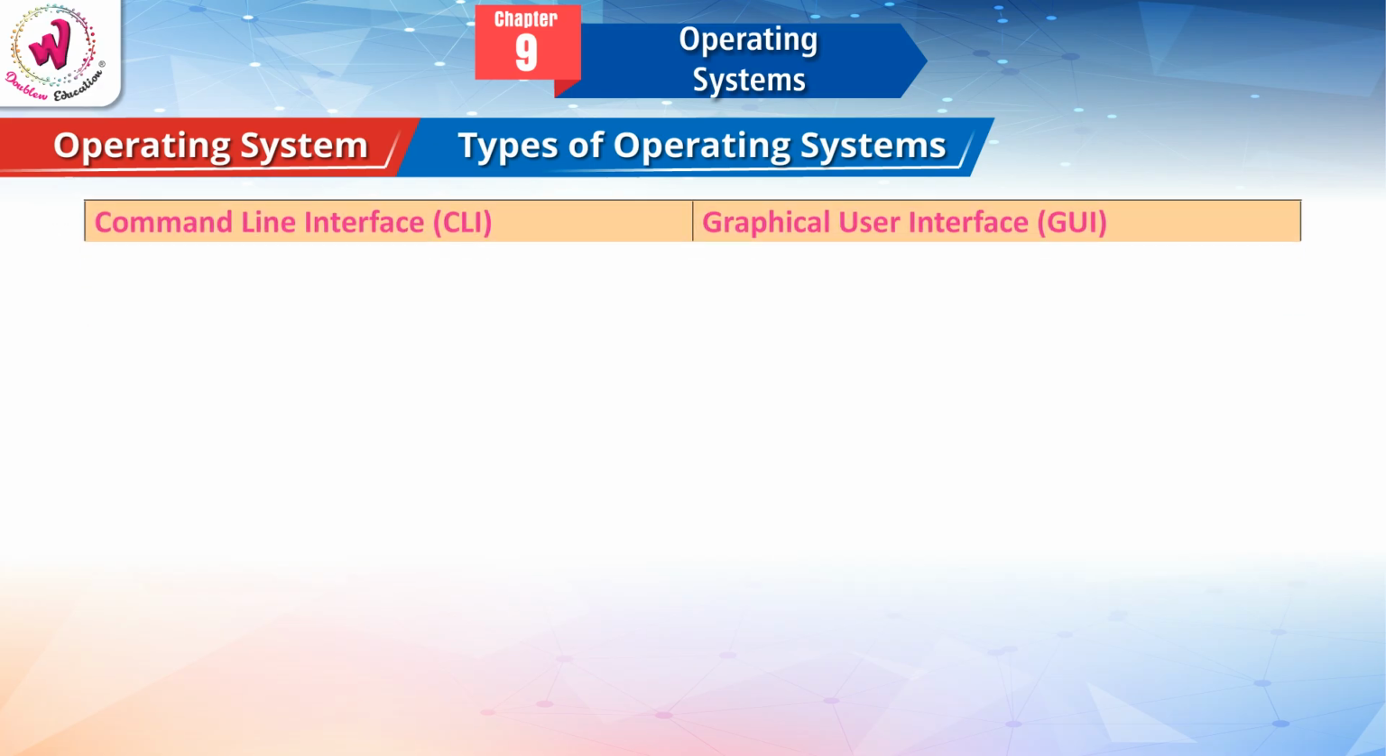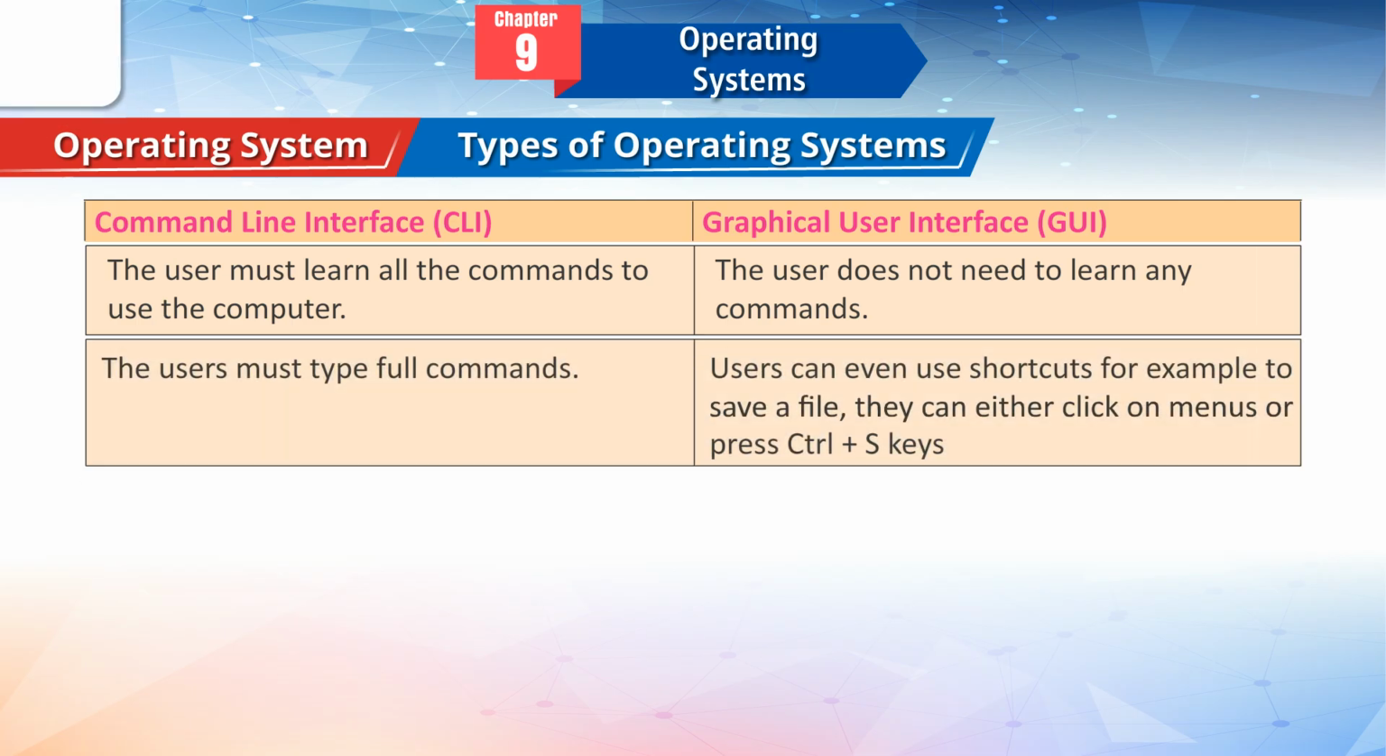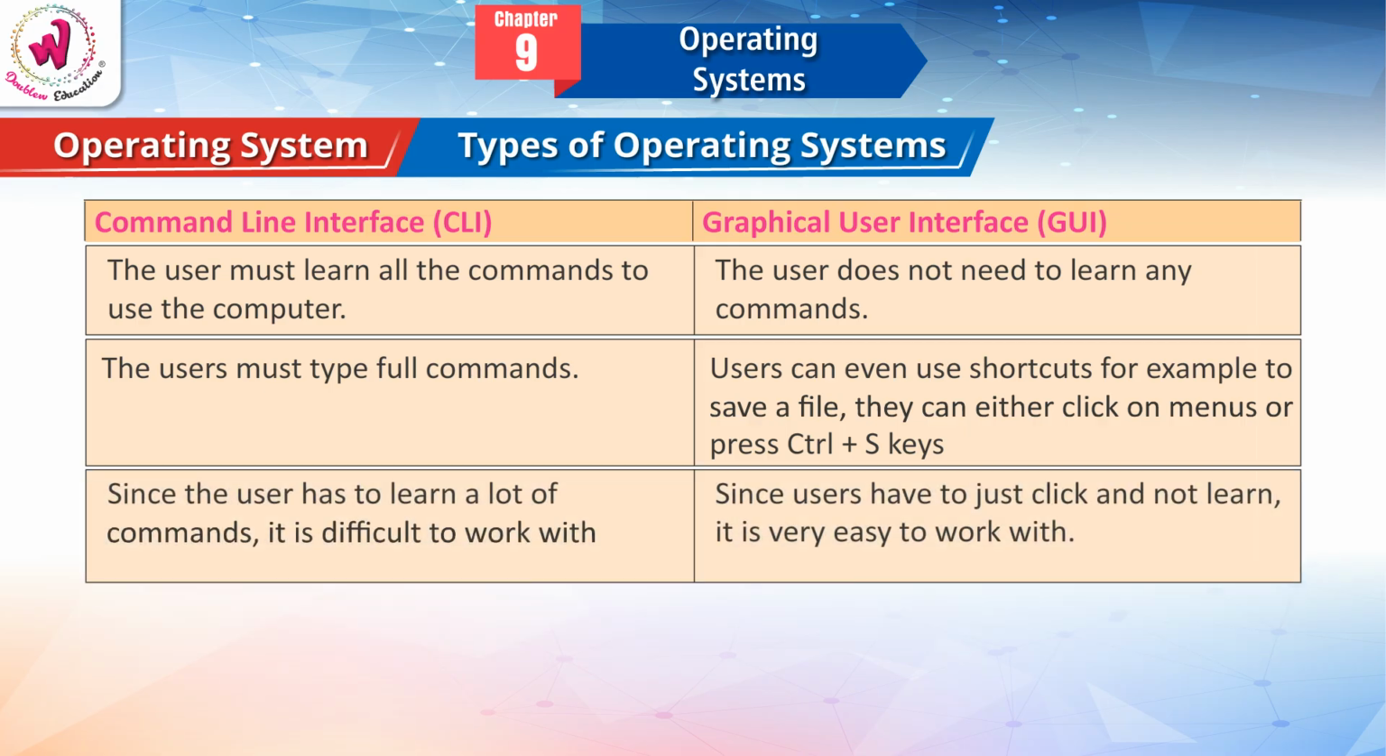Command Line Interface (CLI). Graphical User Interface (GUI). The user must learn all the commands to use the computer. The user does not need to learn any commands. The users must type full commands. Users can even use shortcuts. For example, to save a file, they can either click on menus or press Ctrl+S keys.